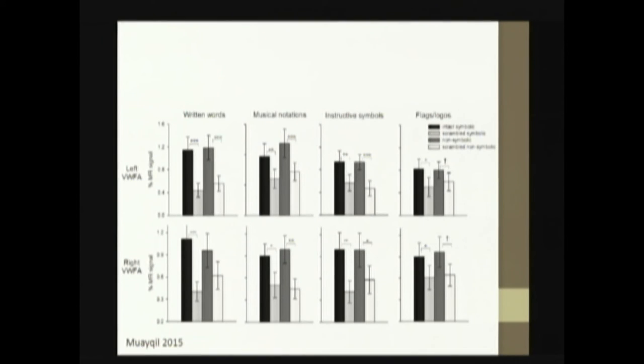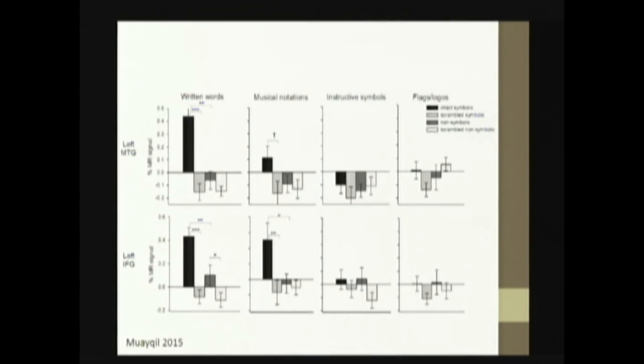You can see with the written words in the left VWFA is very statistically significant. But it was interesting that in this case, the non-symbolic, the Korean language, actually showed some statistical significance in this group. So did music, so did instructive symbols, so did flags and logos, which tend to have some type of meaning. There were also responses on the right side that I've mentioned before that you tend to see. When you went to the language areas, then you begin to see the dissociation, where definitely the words were going to have more meaning.